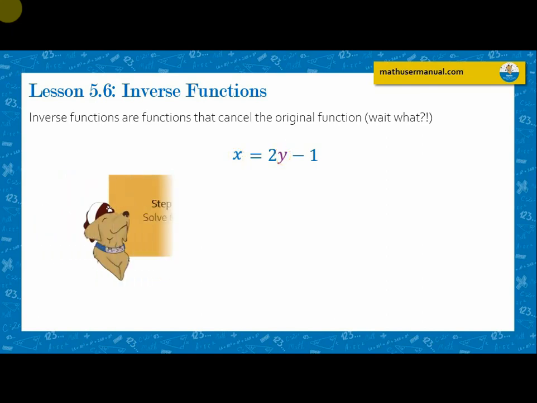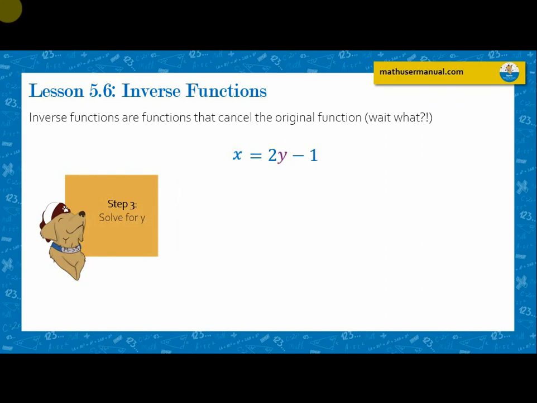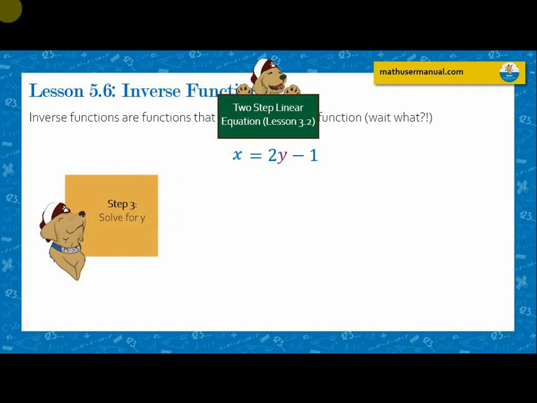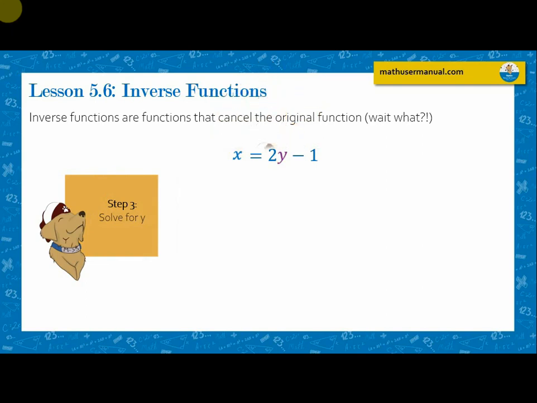And now, step 3, we solve for y. Now, this step is going to change depending on the function that we have. But for this function, this is a two-step linear equation. We learned it in lesson 3.2. So, we know we have to start with the -1. The inverse operation, or the opposite of a -1, is a positive one. So we can cancel them. But what we do on one side of the equation, we have to do on the other. x plus 1 is simply x plus 1.